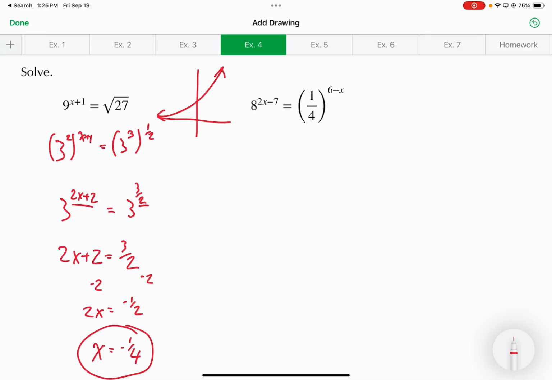So, okay. Let's play a similar game for the next one. What's my common base in my next example? 2, right? So 8 I'm going to write as what? 2 cubed. Still have 2x minus 7 up there. What about 1/4? What am I going to do there?